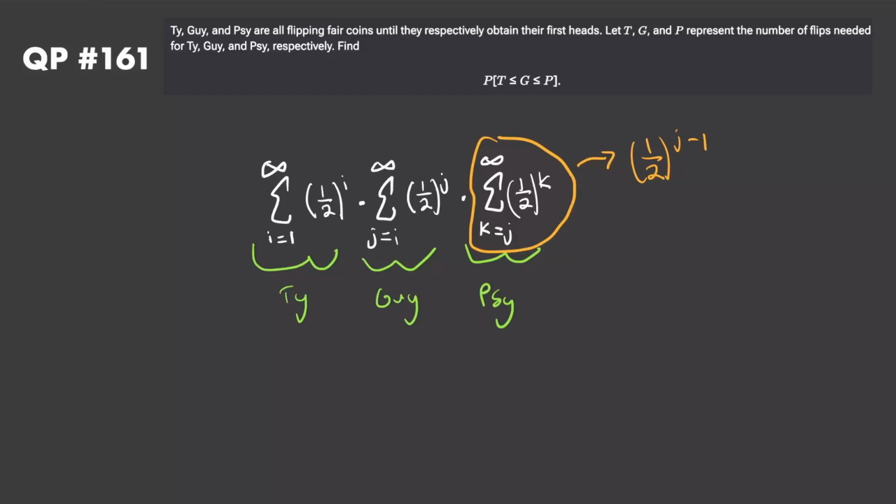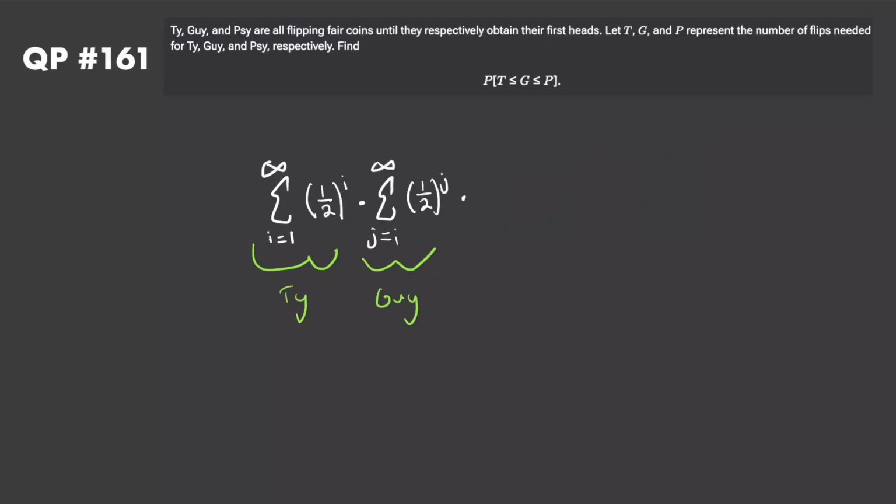And again, this makes sense because Guy's flips we were calling J, right? So this basically represents the probability of tails. We're raising that to the power of J minus 1 because we need the number of flips until the first heads to be at least that of Guy, which means they need to flip J minus 1 tails, right? So now let's replace this term right here with 1/2 to the power of J minus 1.